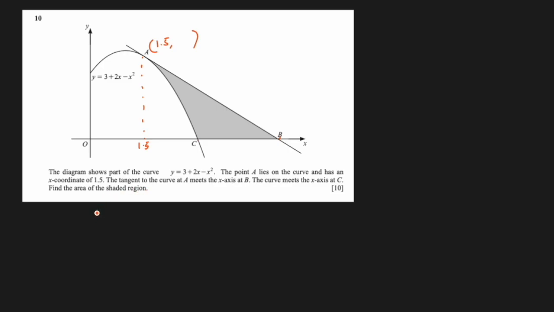How about this? I find the area of this triangle. That's my plan. I find the area of this triangle because finding the area is very easy: half base times height. Then I'll find the area under this curve from 1.5 till C, and remove it from the area of the triangle, and we'll get the shaded area. That is the plan. That's what I'm going to do now.